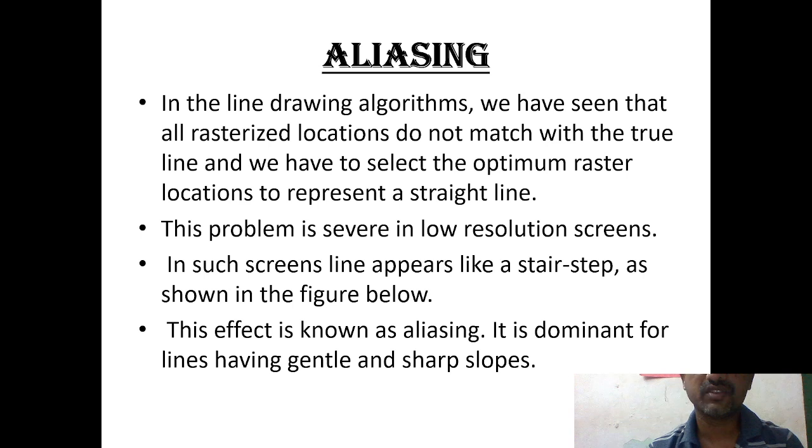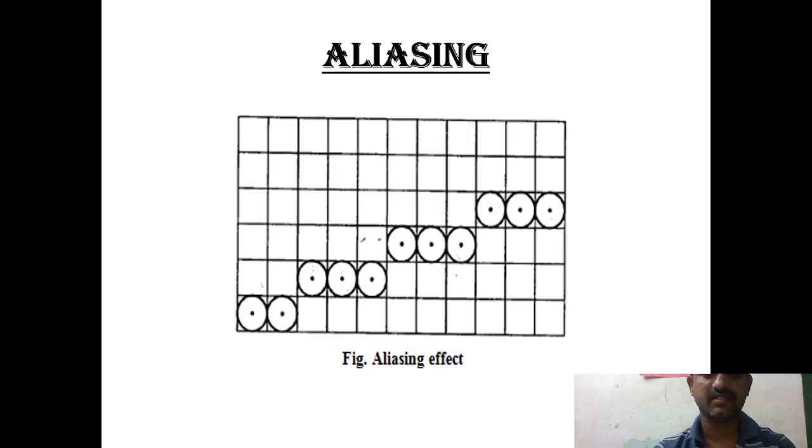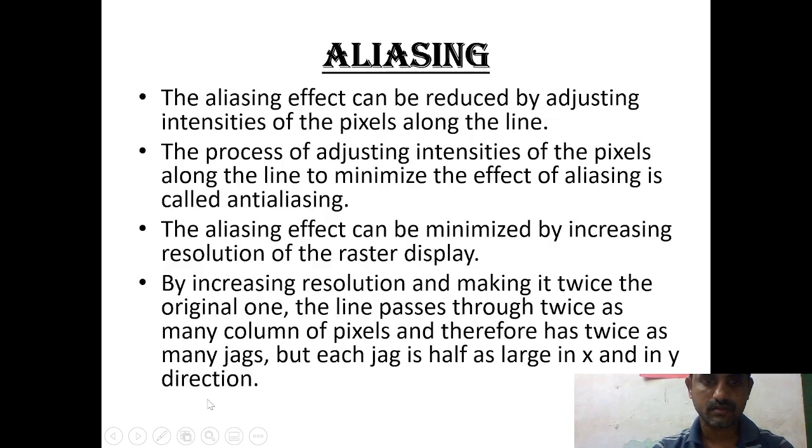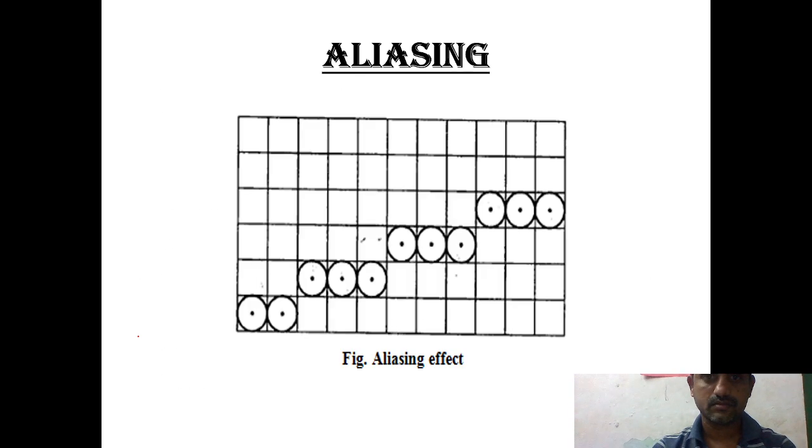This problem is seen in low resolution screens. In such screens, lines appear like steps. This effect is known as aliasing. It is dominant for lines having gentle and sharp slopes. So all the lines that appear as steps or shades are called aliasing. That effect is called aliasing, because the resolution is low.